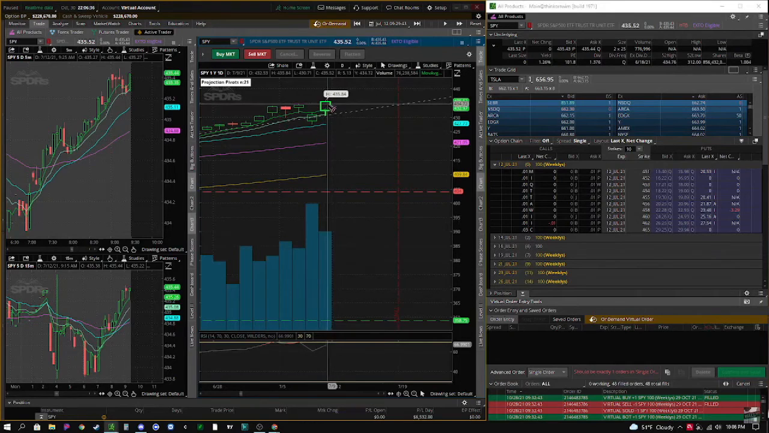The 9th was a Friday. The high was 435.84. So we're going to go ahead and put a price level right here at 435.84. Well, let's get close and then we can adjust it once we're zoomed in.